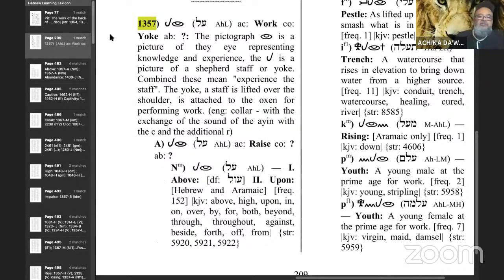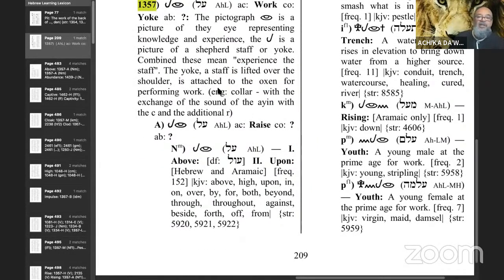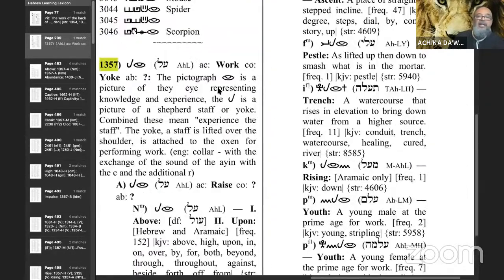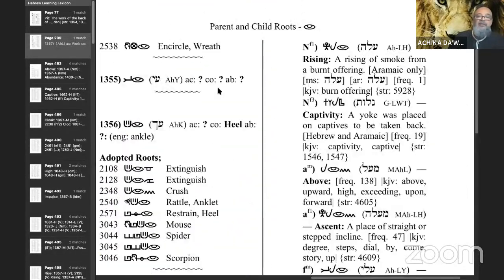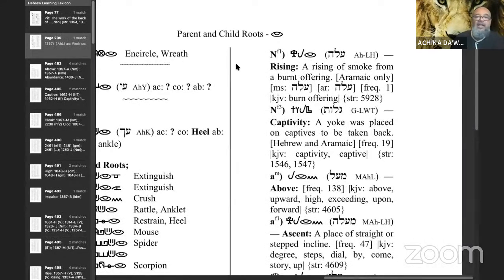What are some other meanings from this parent? Well, you look across right here, because it goes from up and it goes right here. Olah, where you get your word olah, meaning to rise. This is for a burnt offering. It's a rising, same lifting up, a rising of what? Smoke from the burnt offering. That's where you get your word olah from. Okay, like an olah offering.